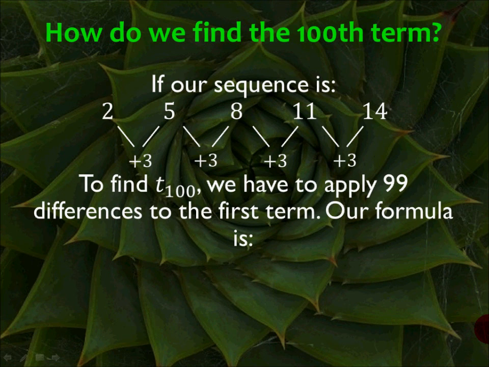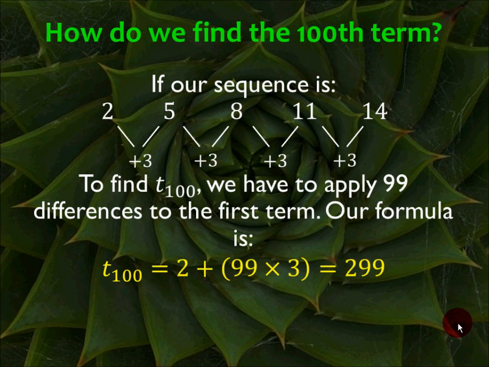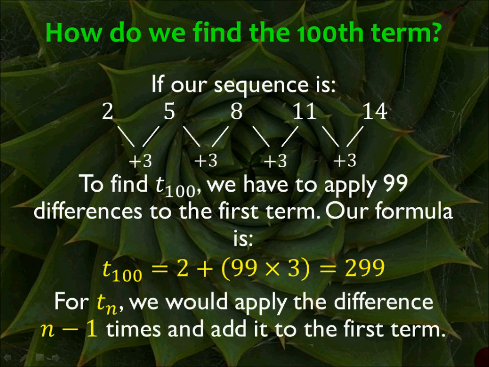So to find T100, we have to apply 99 differences to the first term. Our formula would be the first term, 2, plus 99 times the difference of 3. And that yields us a total of 299. So our 100th term is 299 because the number of differences from the first term is the term number minus 1. For Tn, we would apply the difference n minus 1 times and add it to the first term. That's what we did with T100.